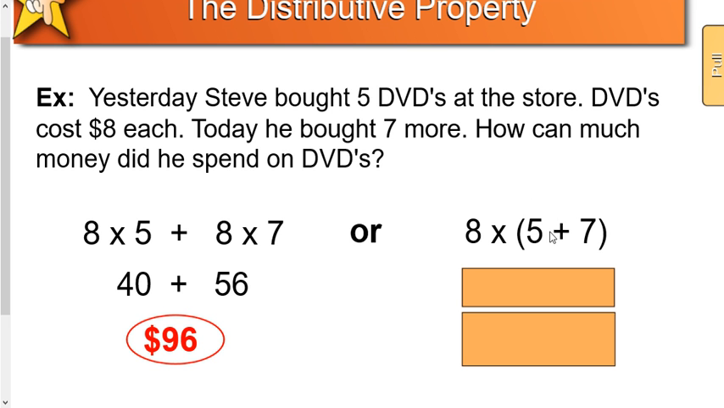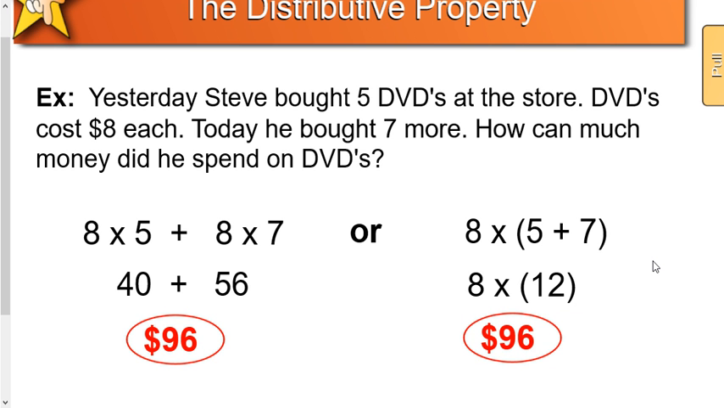Okay, let's try this. Let's go 8 times 5 plus 7. Well, what's 5 plus 7? It's 12. 8 times 12, it's also $96. So it works either way. These are equivalent. We've just shown that these are equal. You could do this either way. You can go add the 5 and the 7 together in some brackets and multiply that times 8, or you can go 8 times 5 and 8 times 7. Those are equivalent to one another.